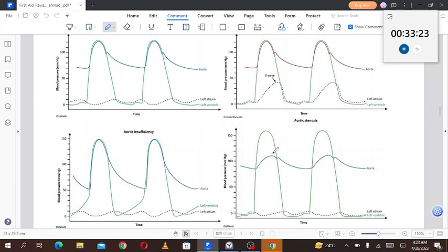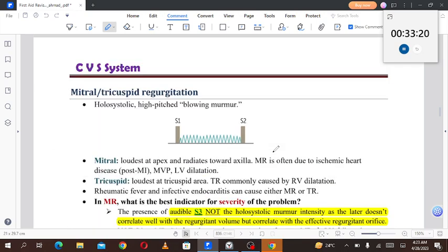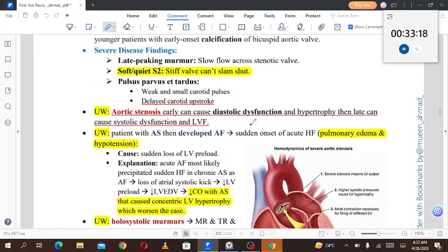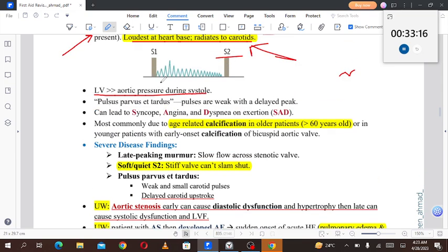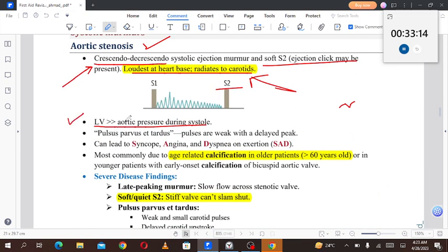Now let's come back to our discussion over here. So here you can see that left ventricular pressure will be way higher than the aortic pressure during systole. Pulsus parvus et tardus: pulses are weak and with a delayed peak. Why are the pulses weak? Because the aortic valve is stenosed and there is a decreased amount of blood that is entering the aorta per minute.